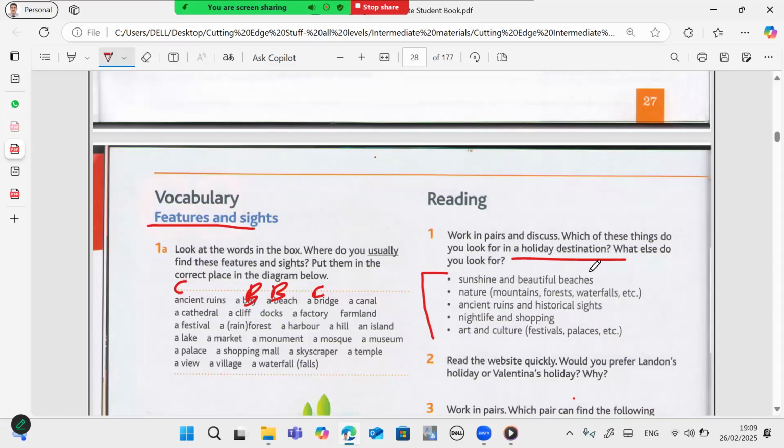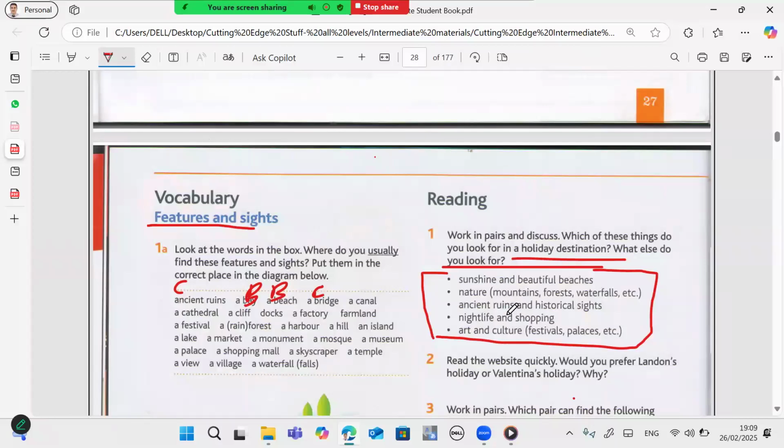You have to choose one, Ibrahim, right? Let me say the most important ones for you, for your holiday program, as a holiday activity. Sunshine and the beautiful beaches.